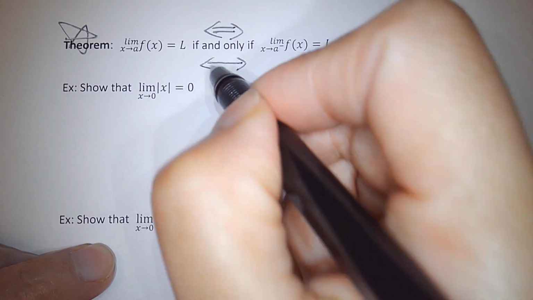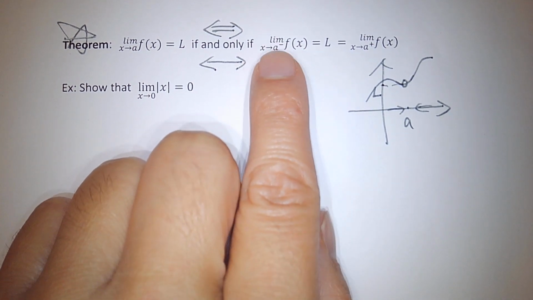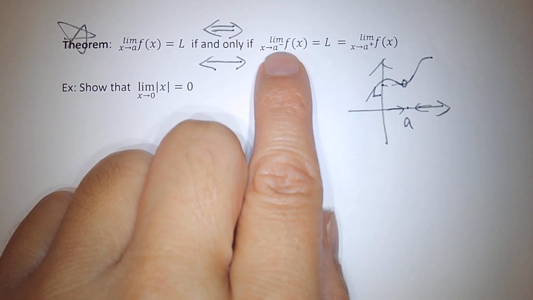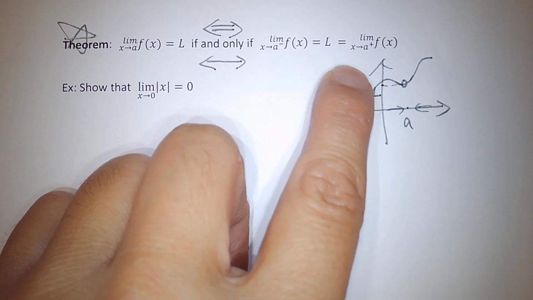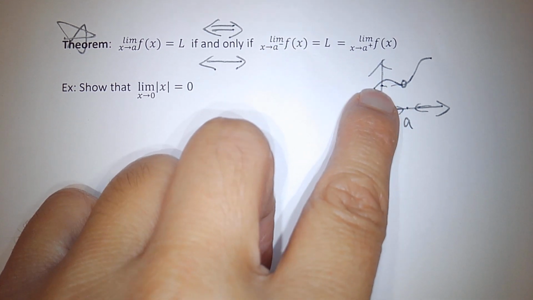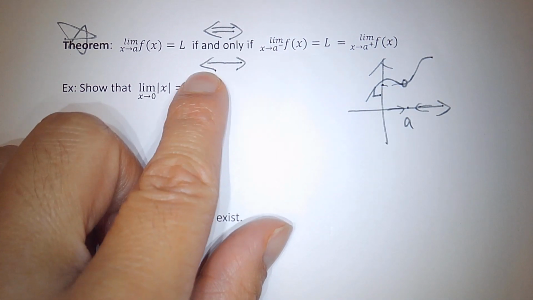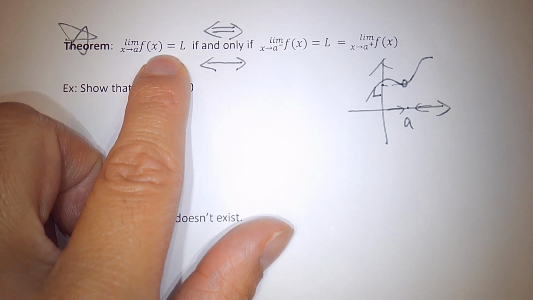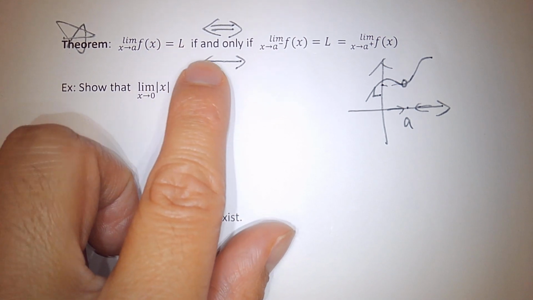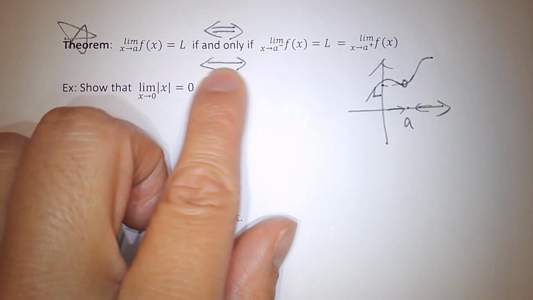Reversely, same thing. If both the left-hand limit and right-hand limit exist and they both equal the value L, then it implies the limit from both sides exists and equals L. So this is the conclusion from this theorem.